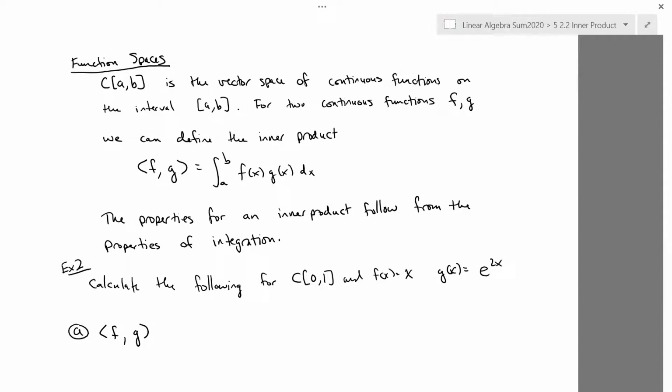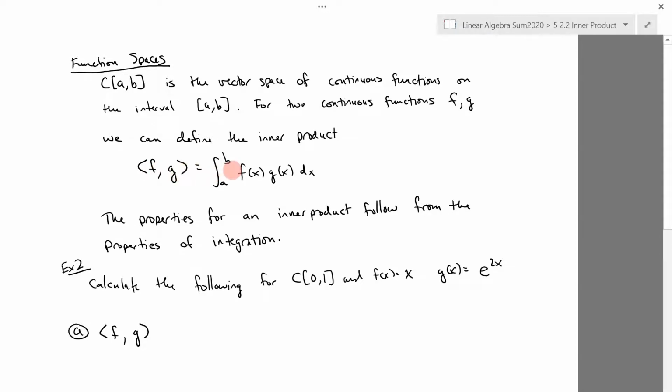Okay, so basically the four properties for an inner product follow from the properties of integration. Right, so if you switch f and g, it's still the same, and then the integral is linear. So the other properties follow.